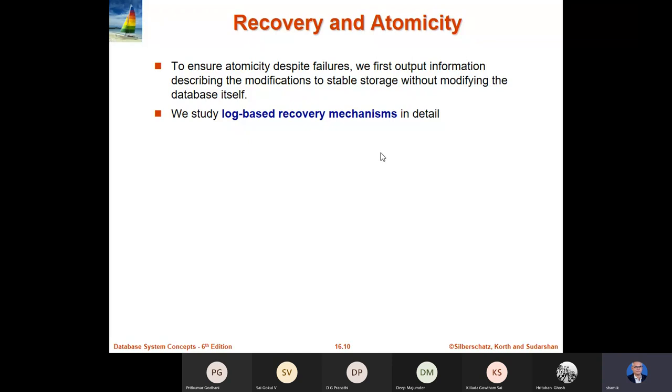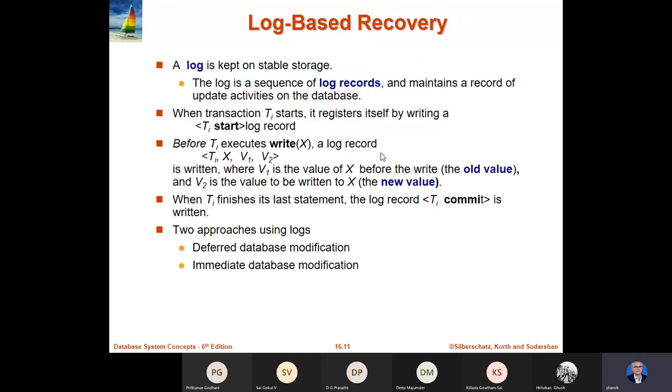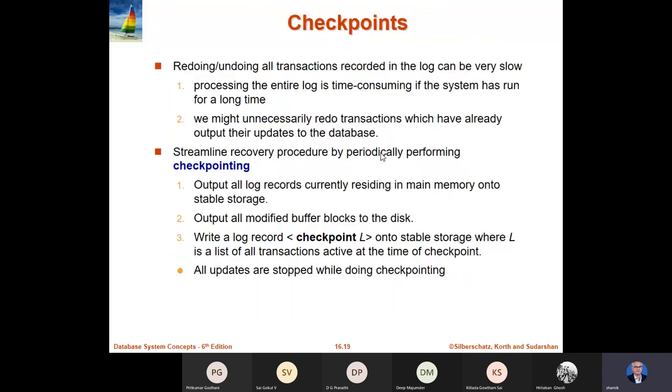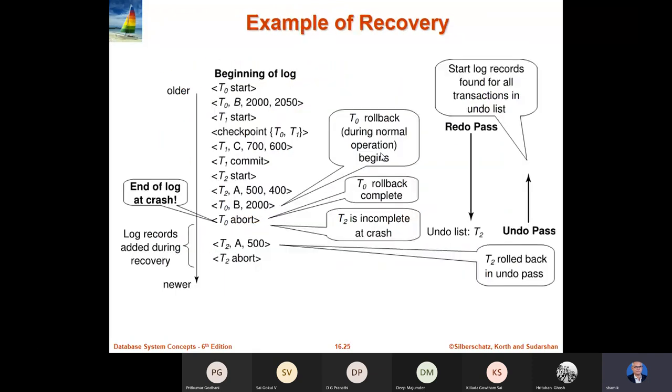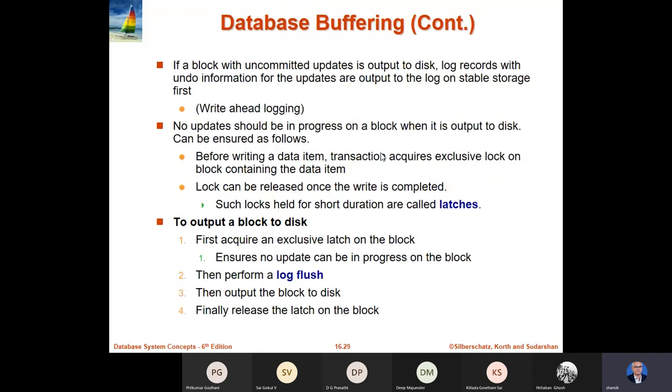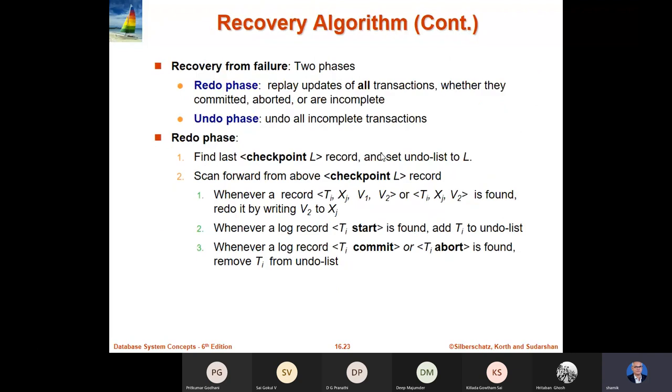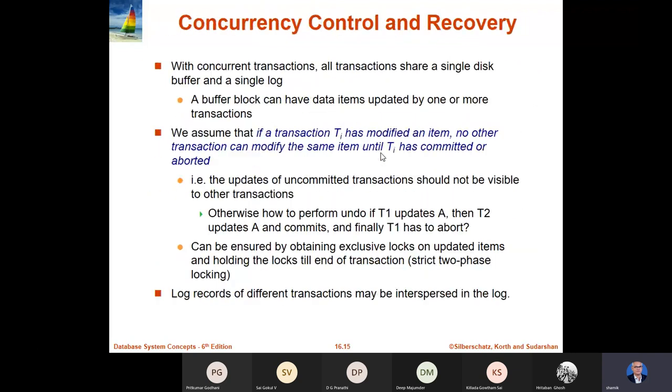We'll stop here, and we will start discussions on log-based recovery and complete that discussion tomorrow. That is about 20 or so pages, which we'll take up in tomorrow's class.